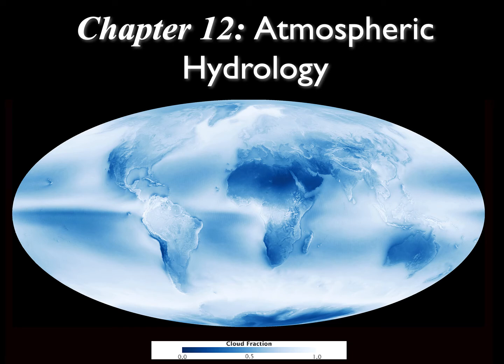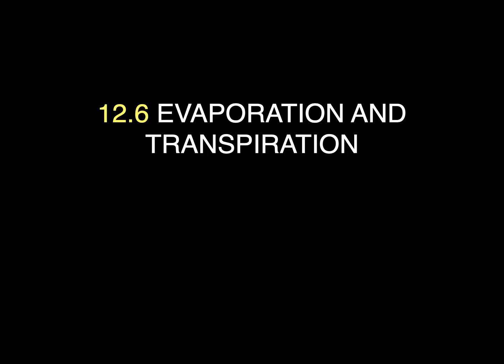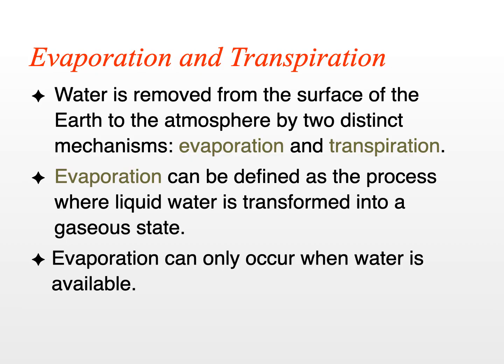Chapter 12 Atmospheric Hydrology, Section 12.6 Evaporation and Transpiration. So water is removed from the Earth's surface and returned to the atmosphere by two processes. Evaporation, which can be defined as the process where liquid water is transformed into a gaseous state.